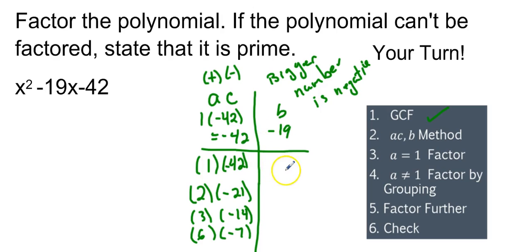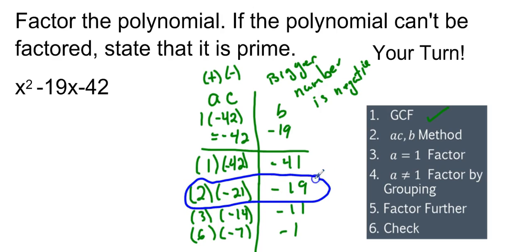On this side, I'm going to add them. 1 minus 42 would be negative 41. 2 minus 21 is negative 19. 3 minus 14 is negative 11. 6 minus 7 is negative 1. What's the number that I wanted? I wanted negative 19. Okay, I have my ACB. Now, what does A equal? A equals 1. That means I can go right into it being factored.